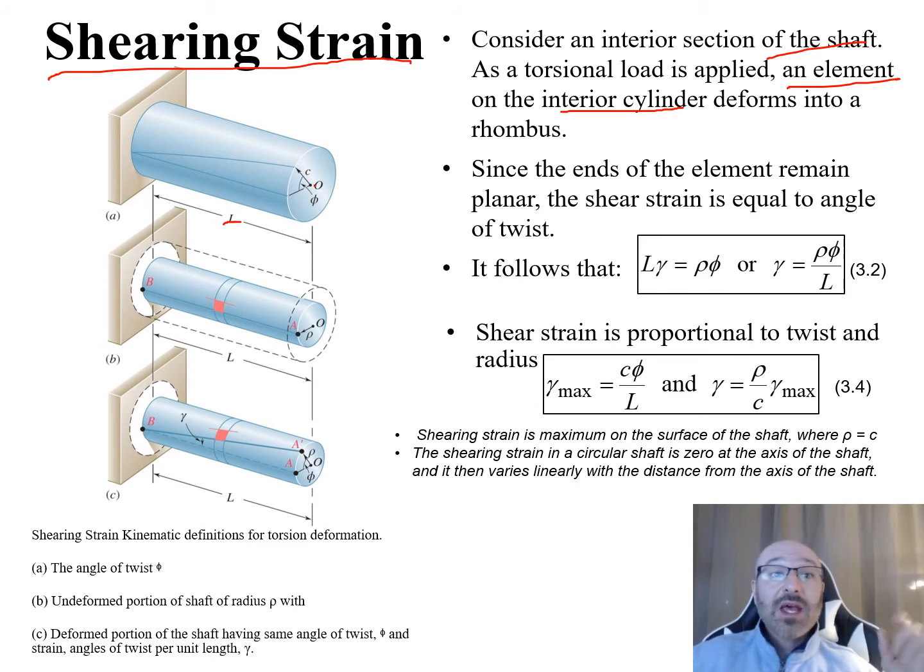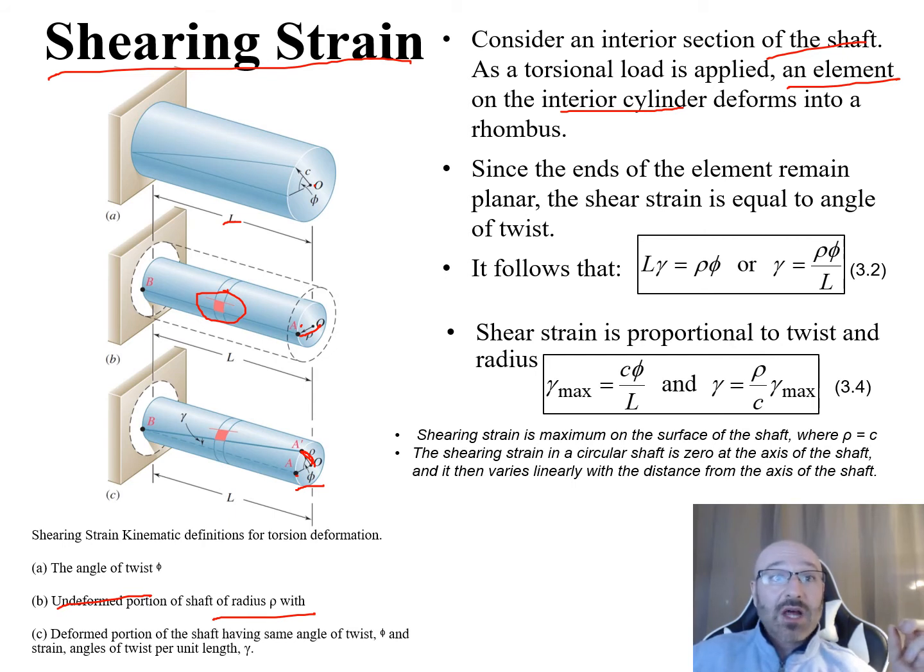In part B, this is the undeformed portion of the shaft with a radius rho. So this radius rho goes out to some point A. Now we can see the element that we're talking about on the shaft. When it's undeformed, it's a square element. Now as we deform this, this point at A rotates up to A prime at this angle of twist phi, and there's our radius rho leading up to that same A prime, the same distance as it rotates up.